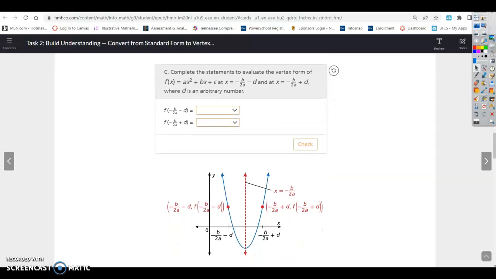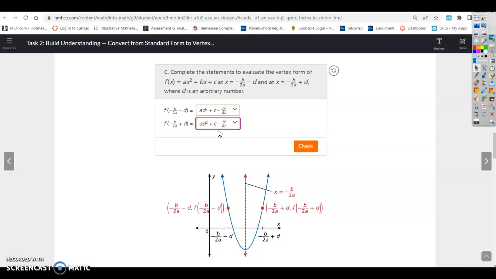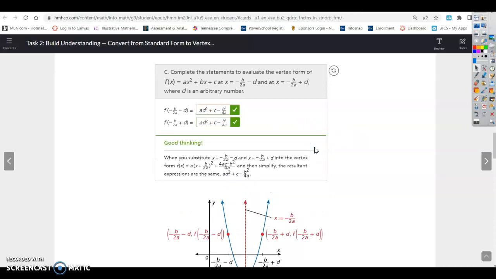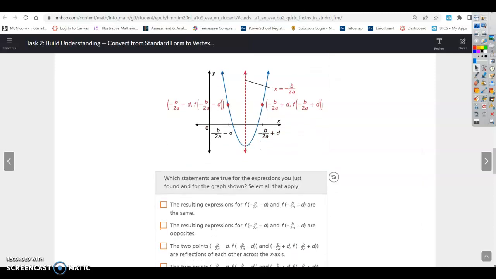All right, complete the statement to evaluate the vertex form. This is not something we're going to spend much time on because I'm going to show you an easier way to look at this. Basically, this is our axis of symmetry, x equals negative b over 2a. We do need to know how to find that. So x equals negative b over 2a.